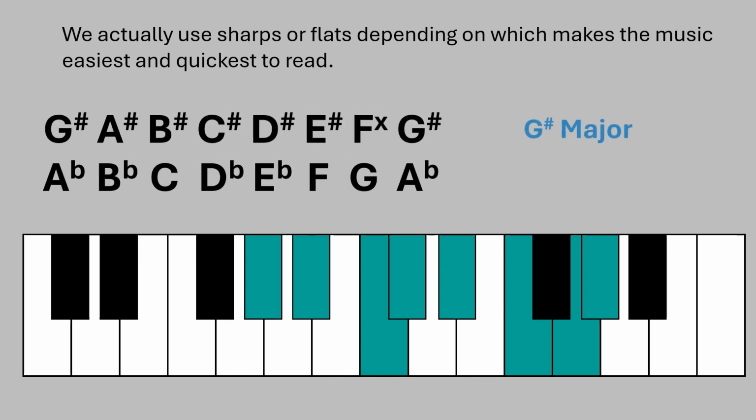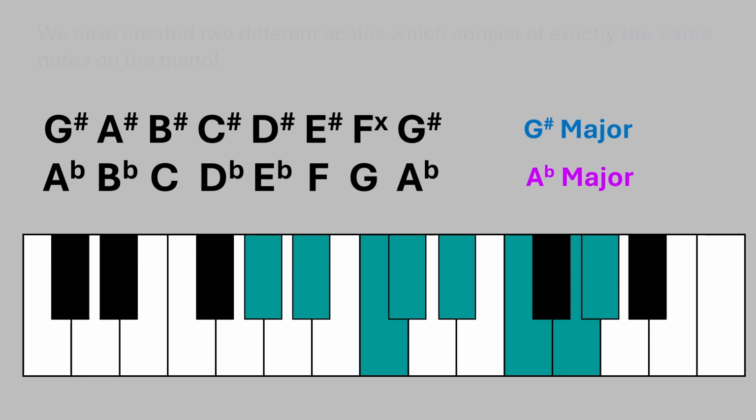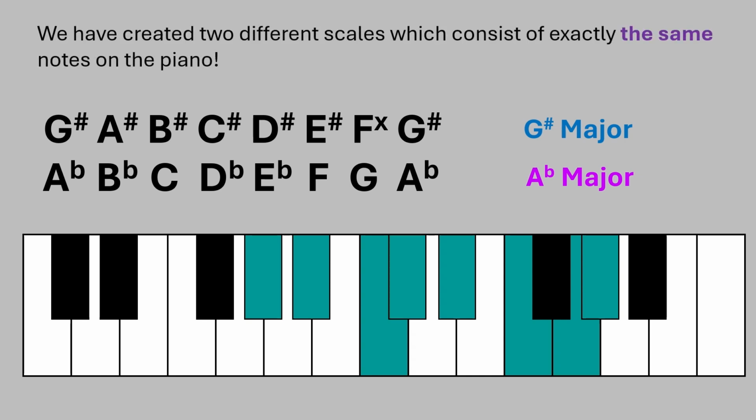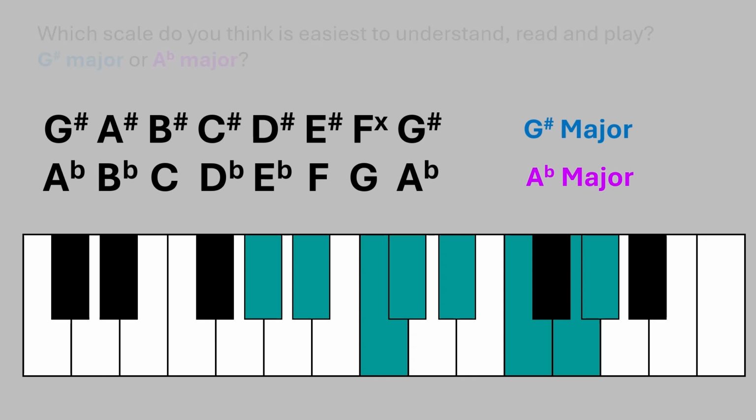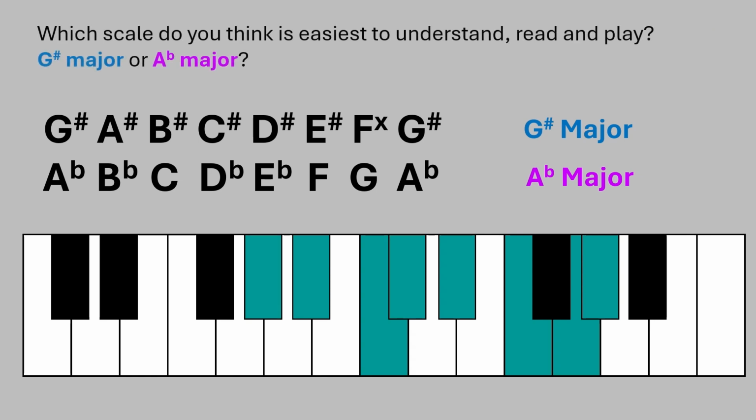The top scale is the scale of G sharp major, and the bottom scale is the scale of A flat major. We have created 2 different scales which consist of exactly the same notes on the piano. Which scale do you think is the easiest to understand, read and play? G sharp major or A flat major? The first notes of G sharp and A flat are as easy to locate on the piano as each other, and the same goes for the second notes of A sharp and B flat.